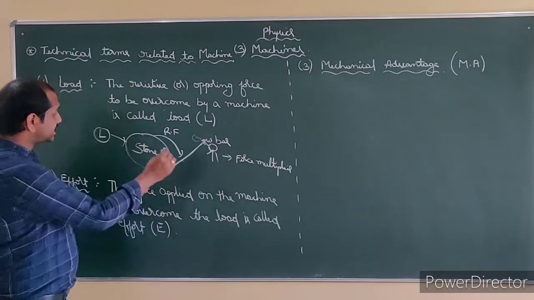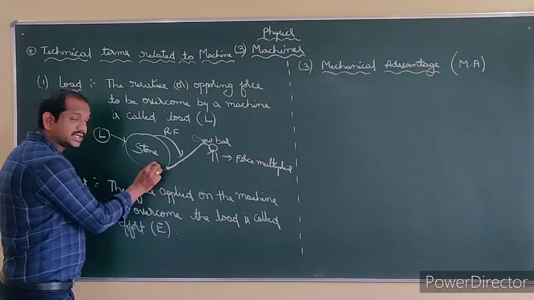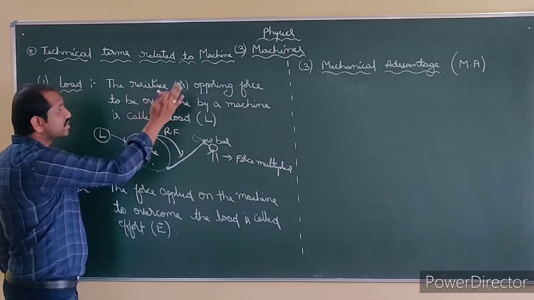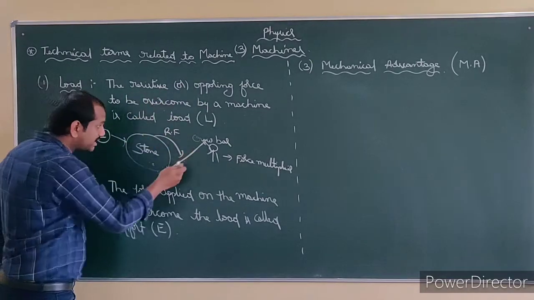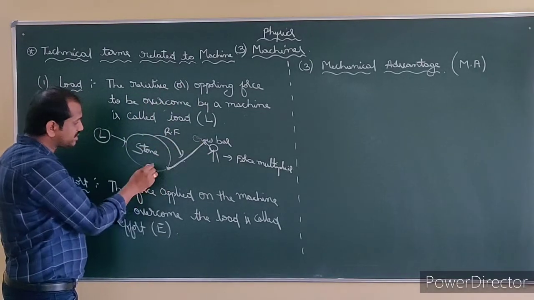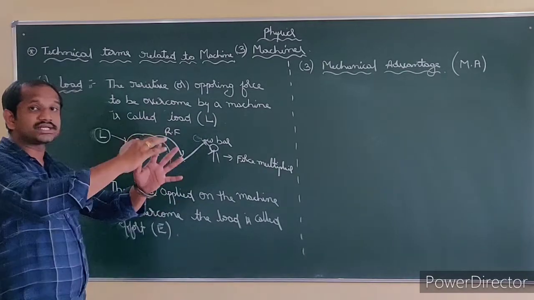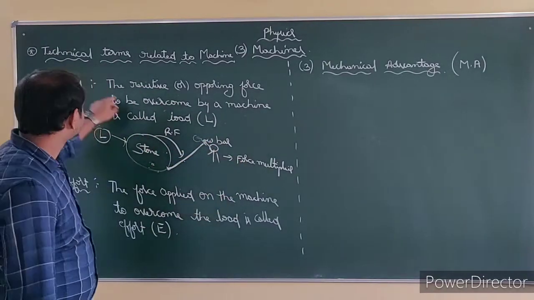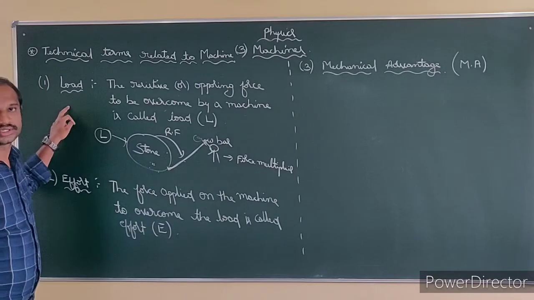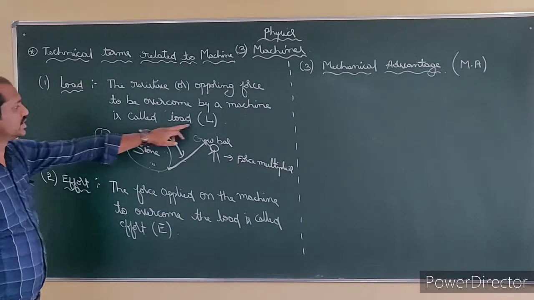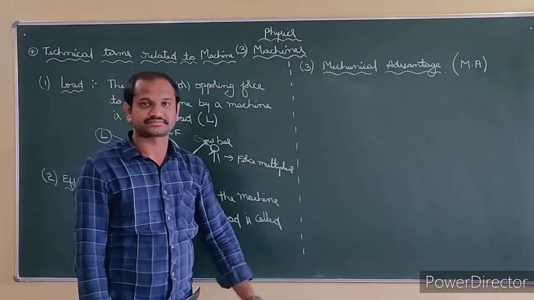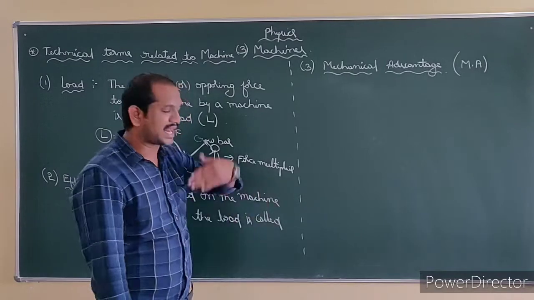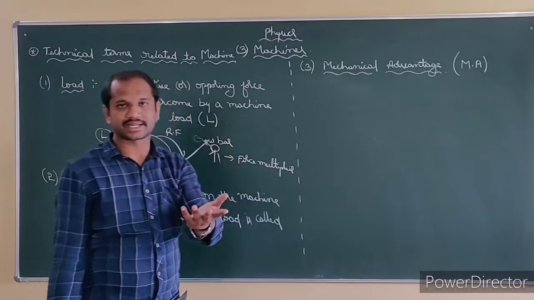Load means the resistive force applied by the object. It is the resistive or opposing force to be overcome by the machine. The object is applying the resistive force. This is what we mean by load. Load is denoted by the letter L. As the class proceeds, you will understand better and better.